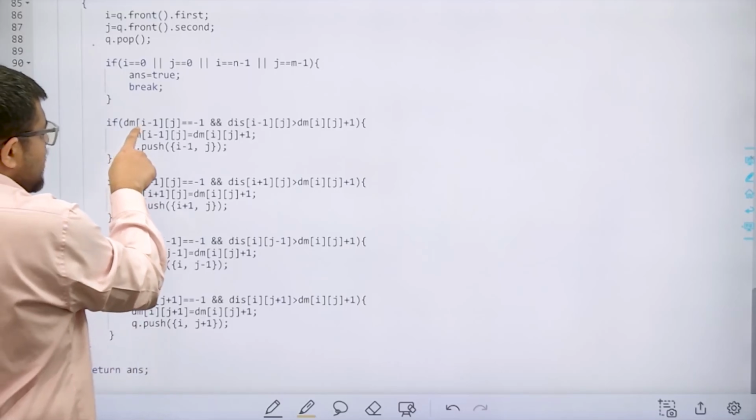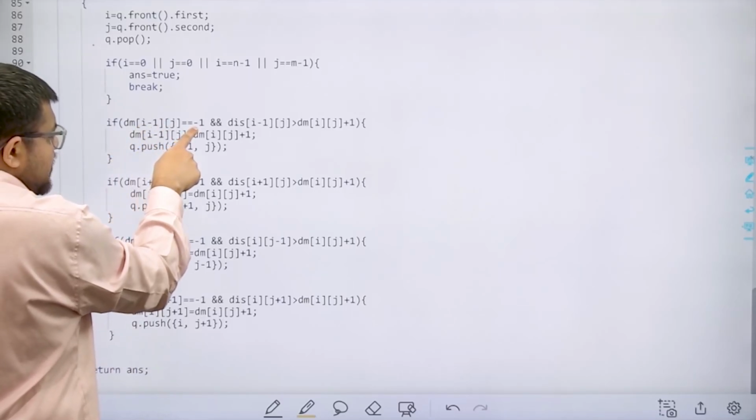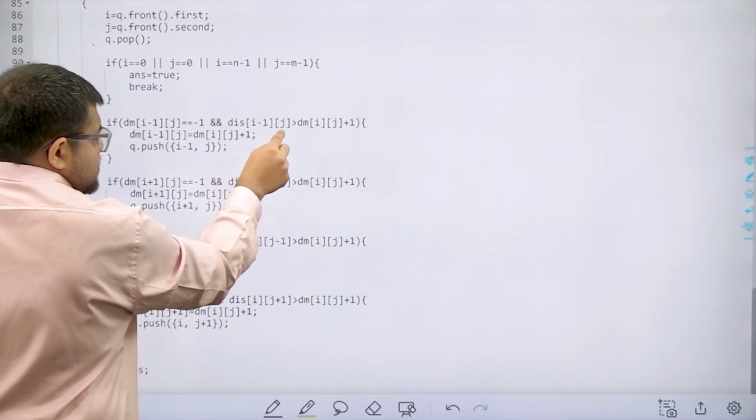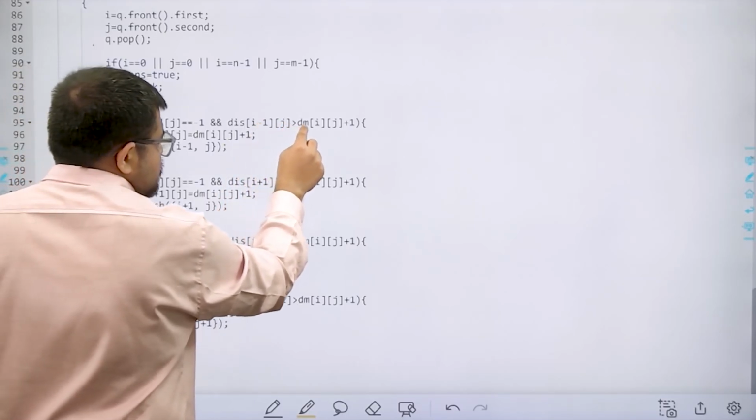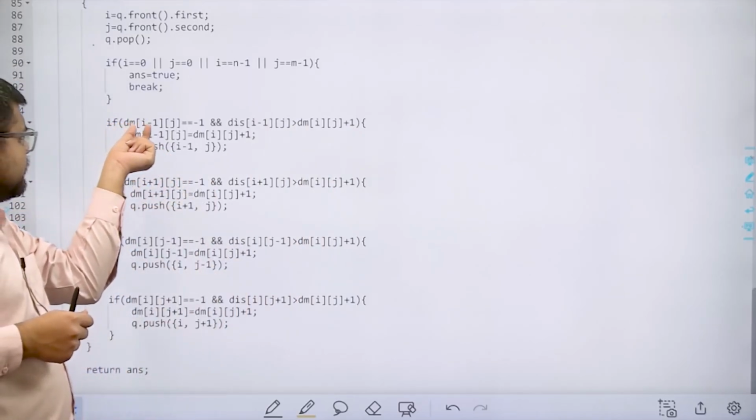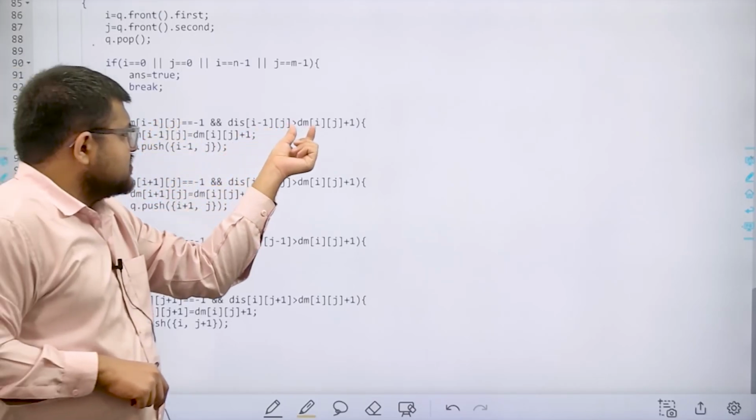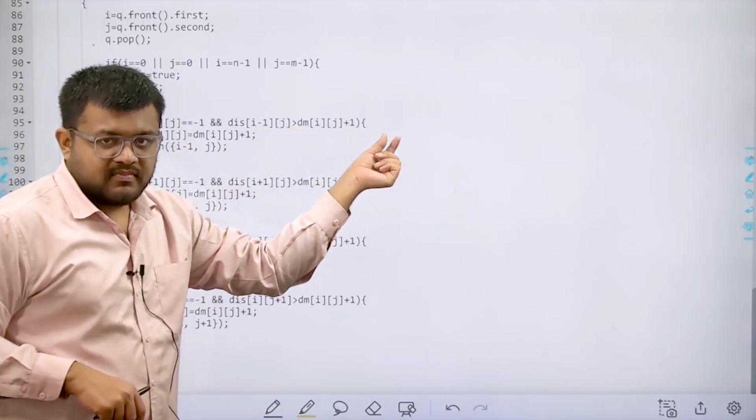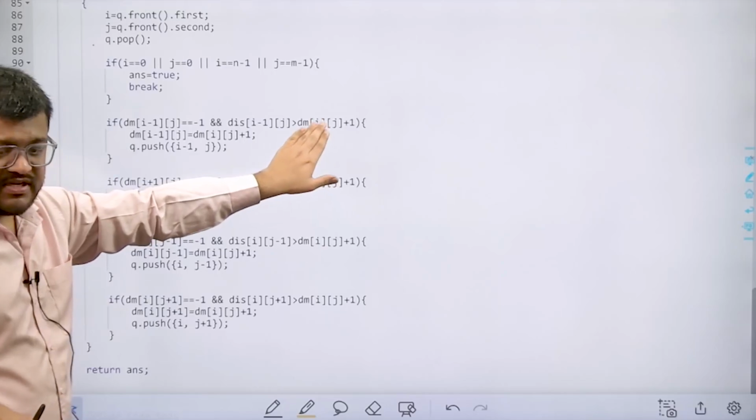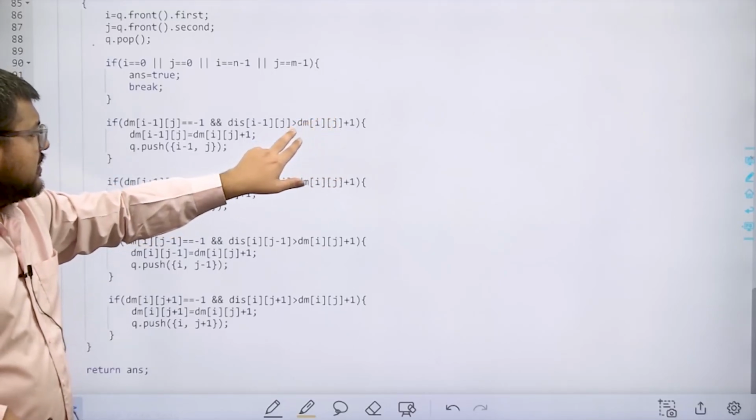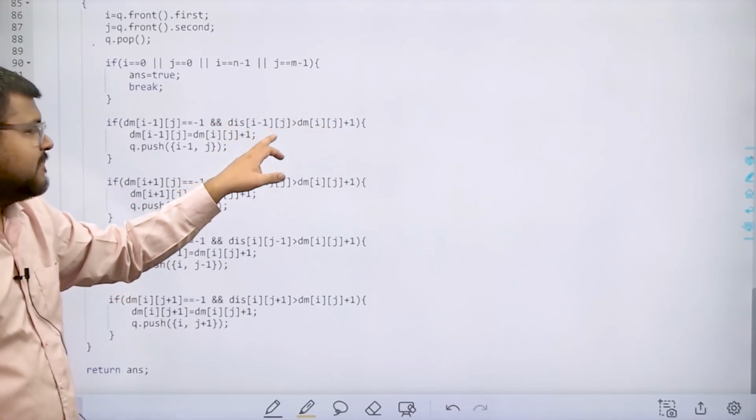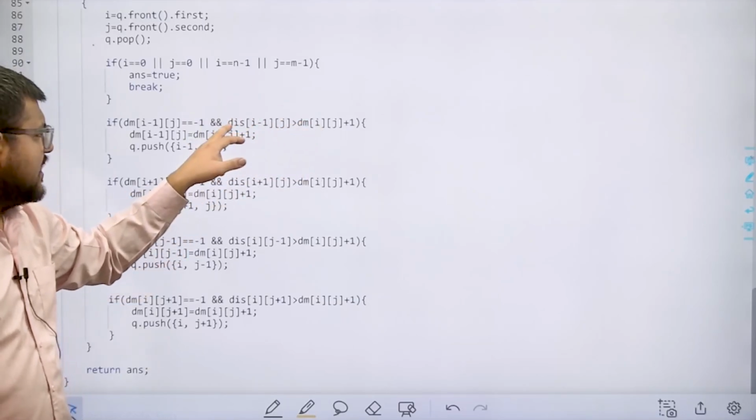Okay. Now for the i minus 1, j adjacent cell, if its distance is not calculated and distance of fire of the i minus 1, j cell is greater than distance of man of i, j plus 1. Understand this. What will be the distance of man of cell i minus 1, j? It will be distance of man to reach i, j plus 1, because it takes 1 second to move to an adjacent cell. So distance of man of i, j plus 1, if this time is less than the time of fire which reaches the cell i minus 1, j, then only the man can go there. So that's why I have added this condition.